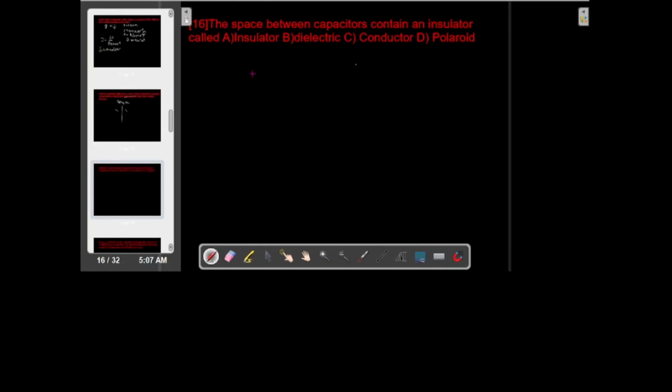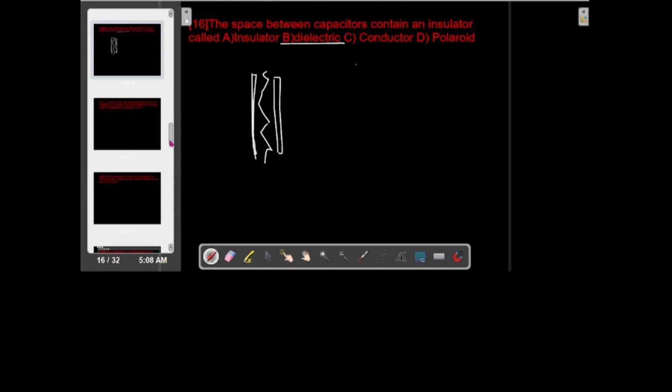Now the space between capacitors contain an insulator called dash. All right, so we usually use an insulator between the plates of our capacitor. Sometimes we leave it as air or vacuum, or we use a particular insulator in here. This insulator is usually called dielectric, all right? The dielectric, and each dielectric has its own dielectric constant. That's the answer to question 17.